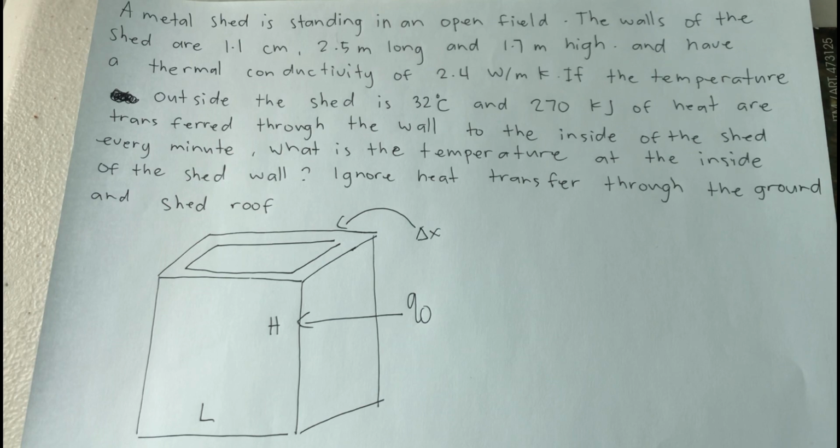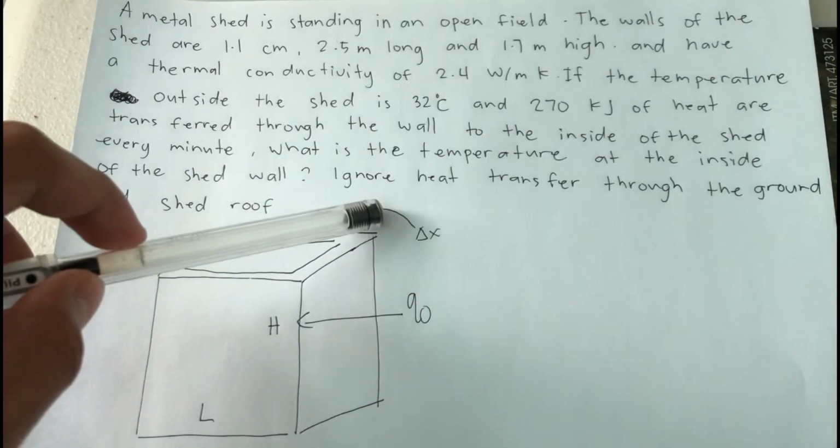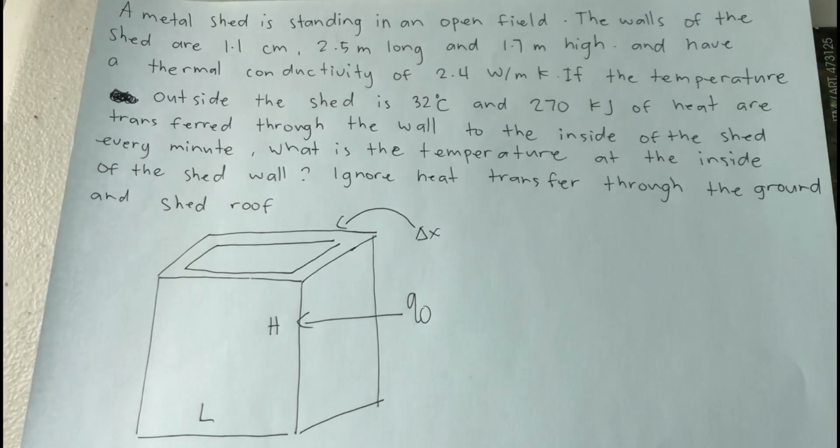Therefore, the inside temperature should be lower than the outside. Here, you see that I put the inside temperature below the outside temperature, otherwise we couldn't get heat transfer into the shed. It would be going out of the shed. So again, Q is positive. We have heat going into this shed.